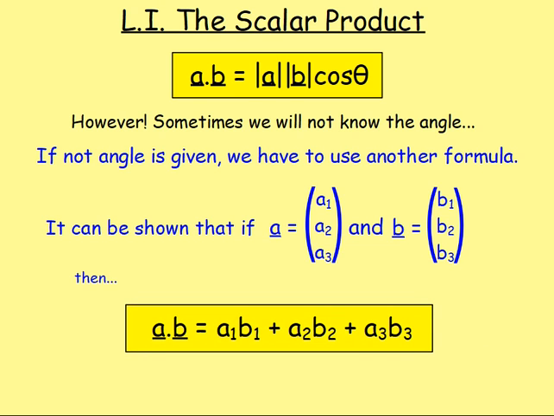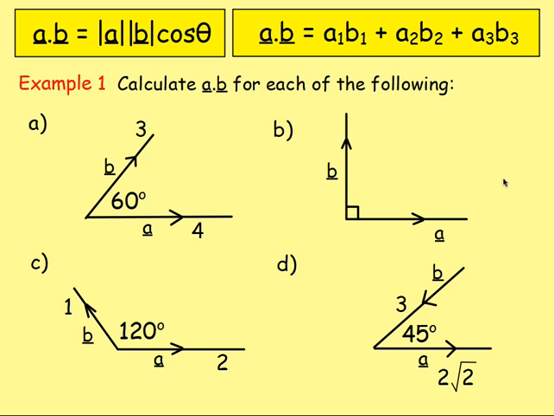Let's try some examples then. So example 1, using these formulas, or whichever one we would use, calculate a dot b for each of the following. So we have a, b, c, and d. We've got a couple of vectors. We've got the angle between them. We want to multiply the two vectors and end up with a scalar product.